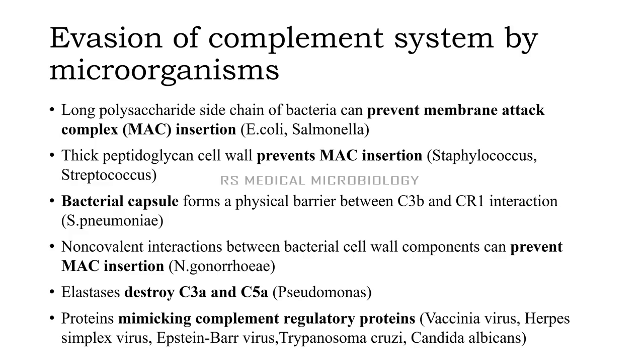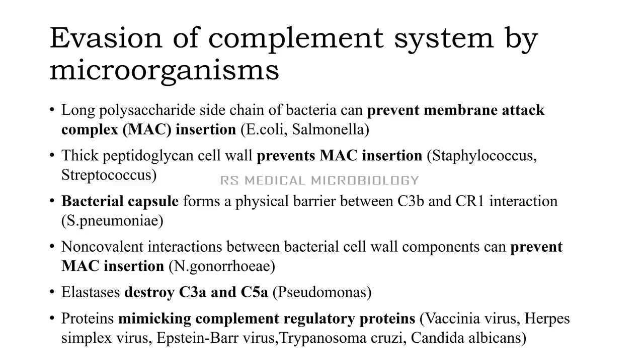Now, when these complements are active, there are some systems by which bacteria can evade this complement system attack. The most common way of preventing this action of complement is by preventing the membrane attack complex insertion. So that can happen in different ways in different bacteria. For example, E. coli and Salmonella will prevent the membrane attack complex insertion by having a long polysaccharide chain. Same way in gram positives, the thicker peptidoglycan cell wall will prevent this insertion.